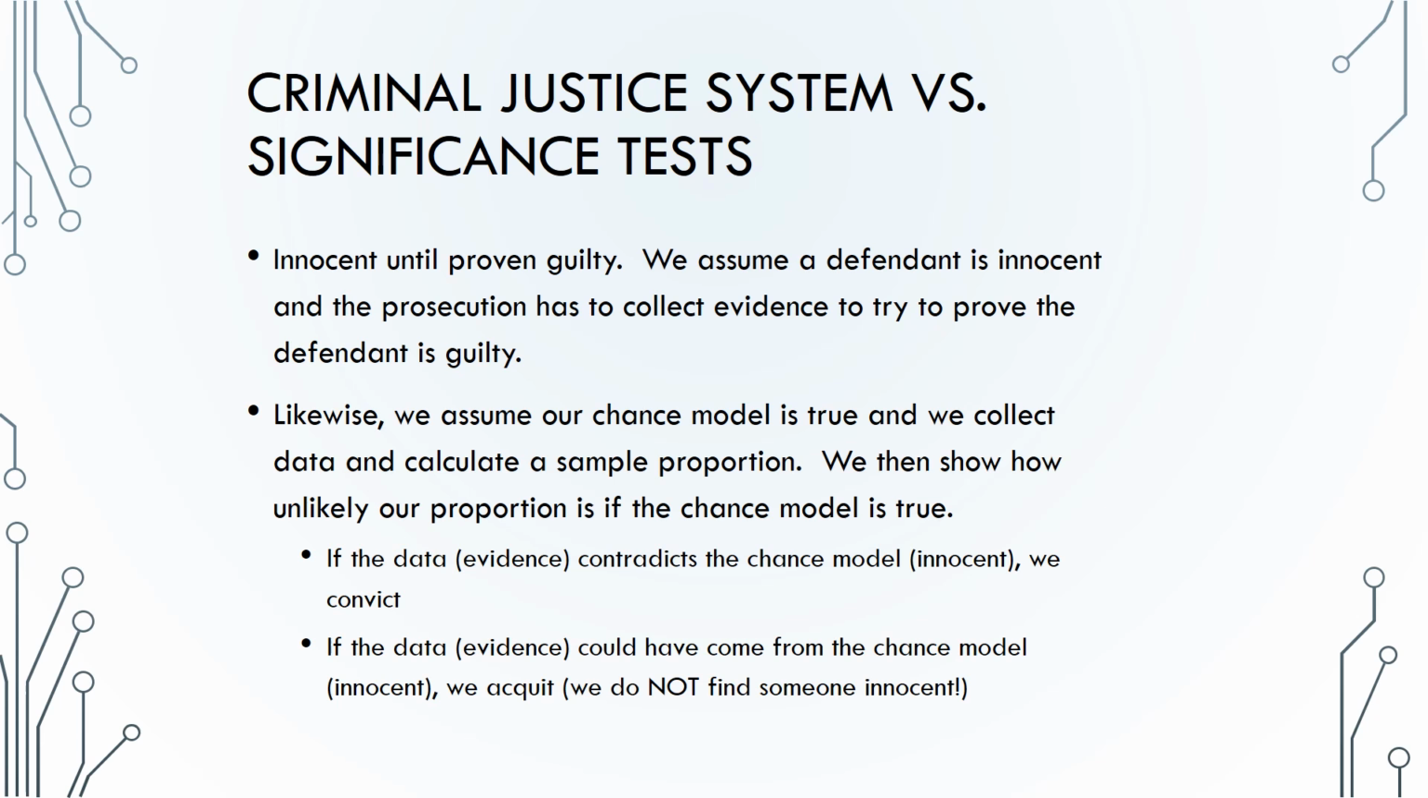If the data, our evidence, contradicts the chance model that someone's innocent, we will convict them. We believe something else is going on. If the data, our evidence, could have come from the chance model, we acquit the person. Note, we still never find someone innocent. We just say that they are not guilty, or we do not have enough evidence of their guilt.